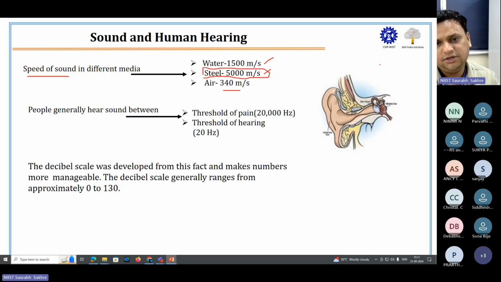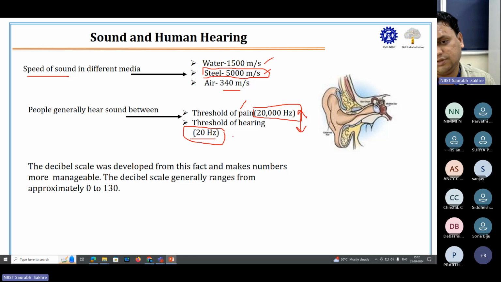One more thing you need to understand is that we cannot hear sound whose frequency is below 20 hertz. That you have to keep in mind. And also, if the sound increases so high that its frequency goes above 20,000 hertz, then it will become pain. So our hearing will be in between these two ranges only.